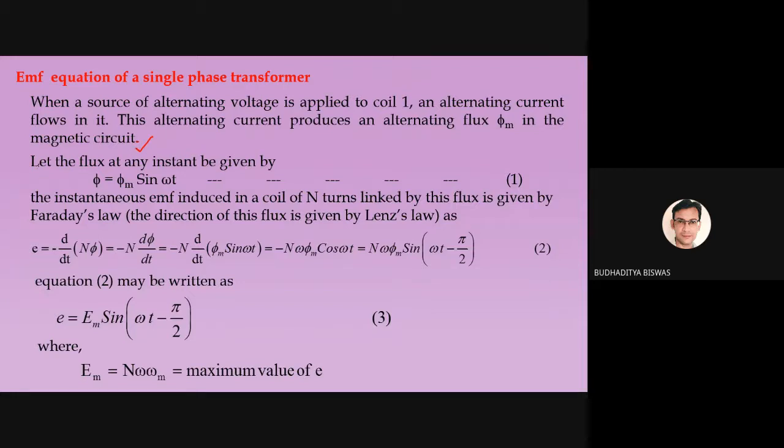So now the second line: let the flux at any instant be given by, as this is the AC flux, so what is the formula for AC? Phi m sin omega t. This is the basic sine wave formula, and we take the phi as a reference. Why do we take the phi as a reference? Because as I told you during the series RLC or parallel RLC circuit, whatever quantity is most common in the circuit, we should take it as a reference.